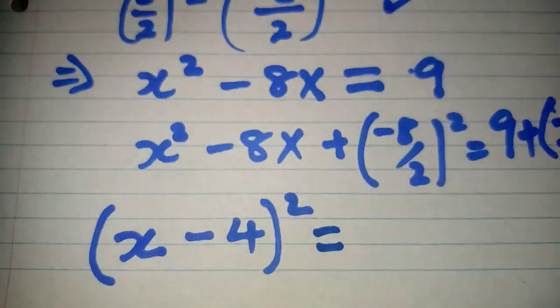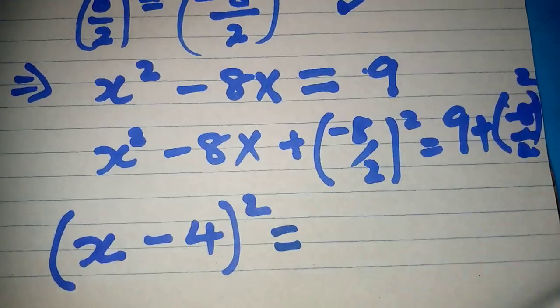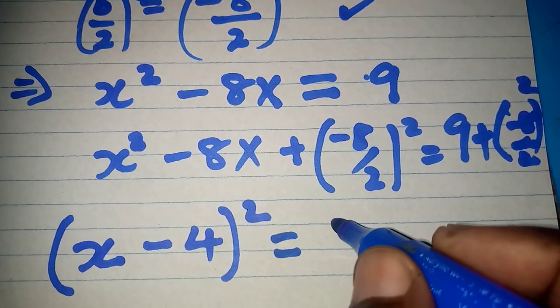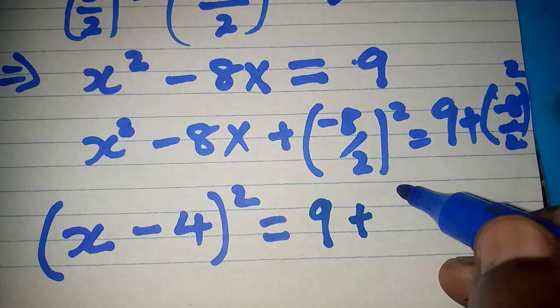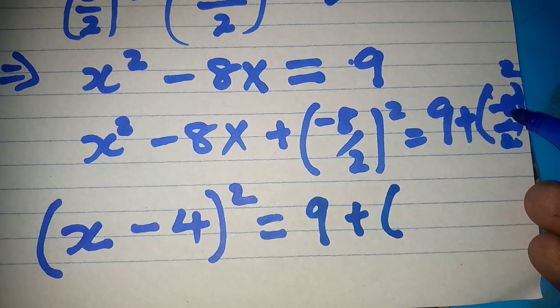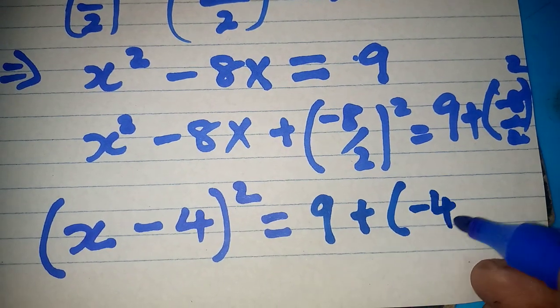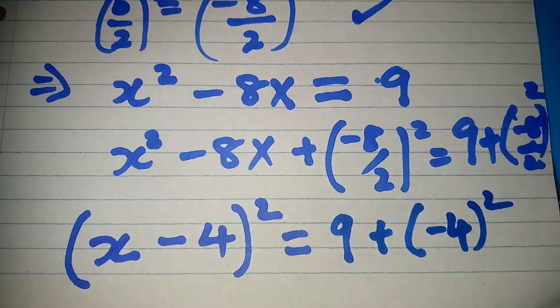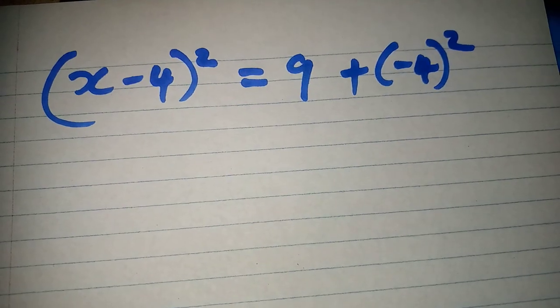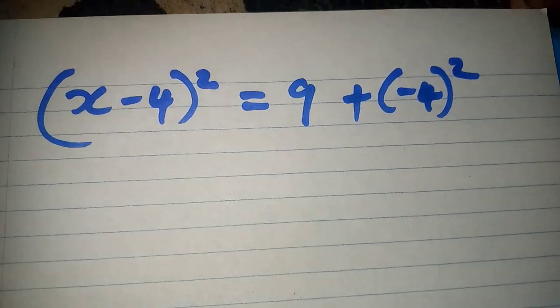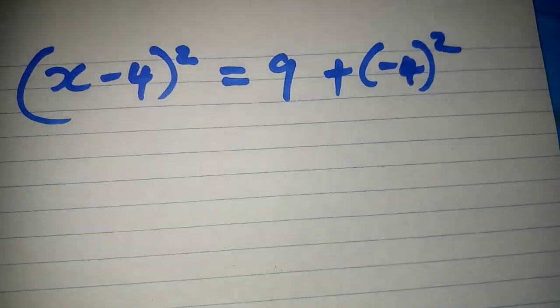It should be equal to, so on my right hand side I have 9 plus bracket, this one was negative 4, squaring negative 4. So guys, I've just recopied it here.